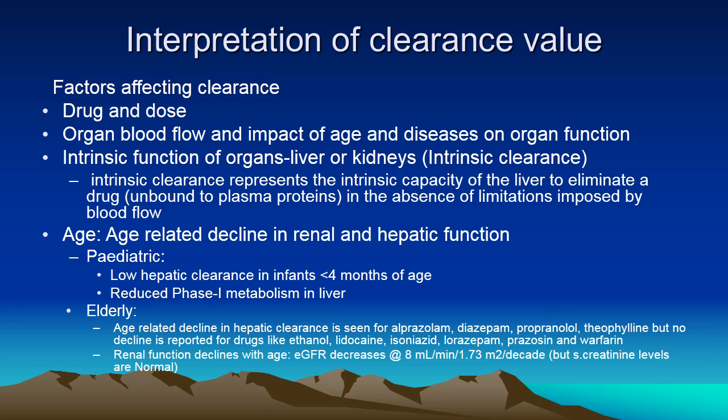In the elderly, age-related decline in hepatic clearance is seen for a number of drugs, including alprazolam, prazosin, warfarin, theophylline, ethanol, and isoniazid. Renal function declines with age. Estimated GFR decreases at a rate of 8 ml per minute per 1.73 square meters per decade. And amazingly, serum creatinine may be normal. Therefore, this point should be kept in mind.